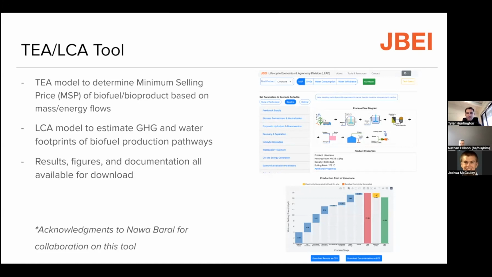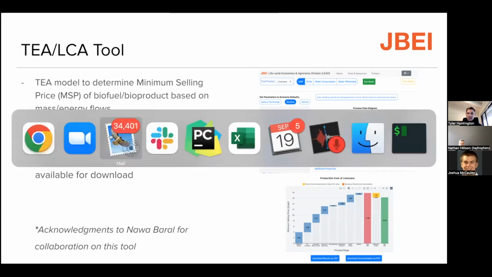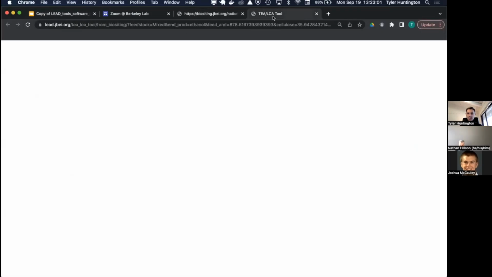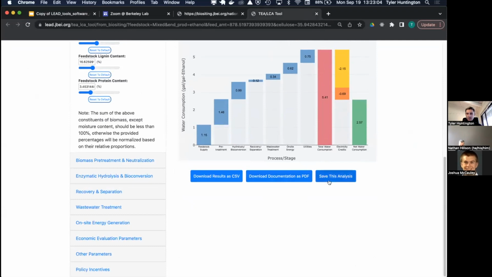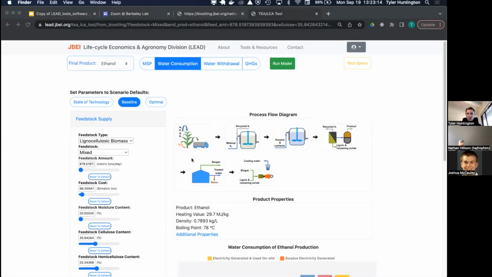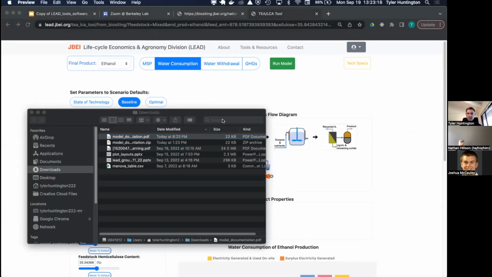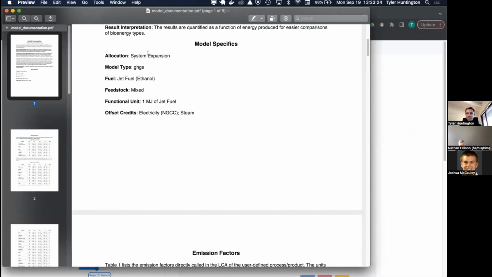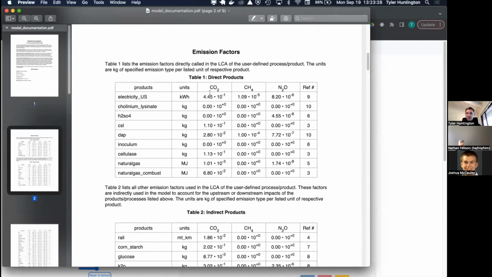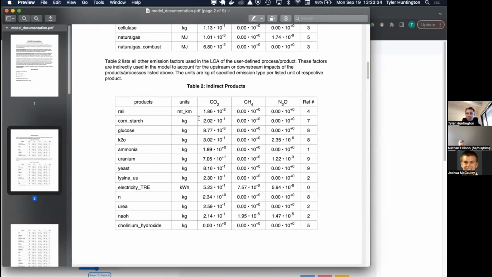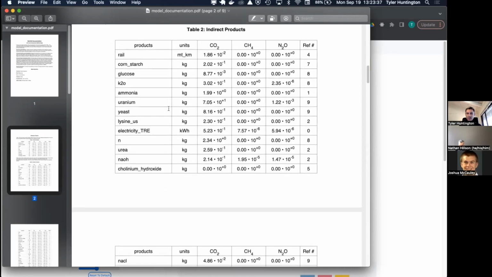And a couple other features of the TEA LCA tool are that you can download some pretty extensive documentation of the model and assumptions that went into the model. So, for example, if you wanted to download this documentation as a PDF, you get this pretty thorough document which outlines all of the methodology we used in the life cycle inventory and the life cycle assessment, all of the assumed values for greenhouse gas emission equivalents and the upstream inputs to the various parts of the production process.